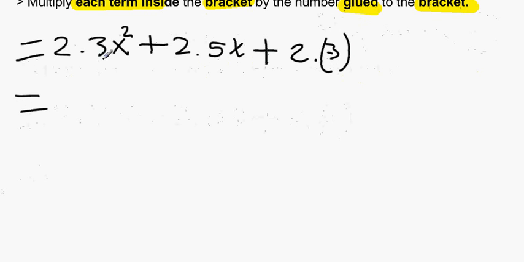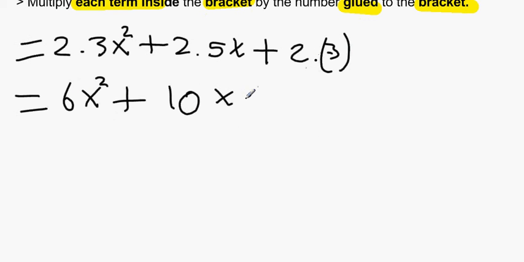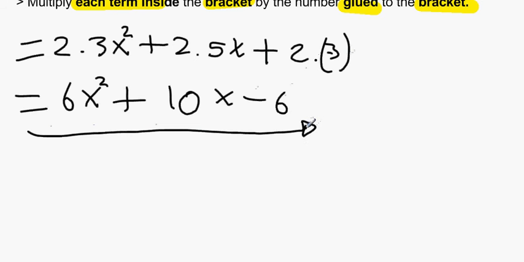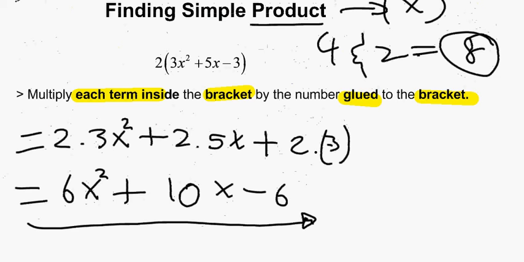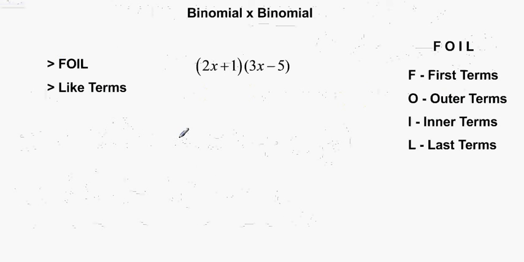Now 2 times 3 is going to be 6x squared, plus 2 times 5, which gives us 10x. Now, the 2 times negative 3 would give us negative 6, because a positive times a negative gives us a negative. So that's all we need to know for finding a product of a simple term like this. So let's have a look now at finding the product of a binomial and a binomial.